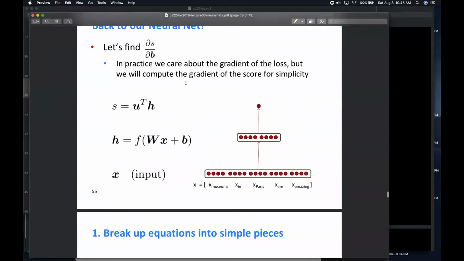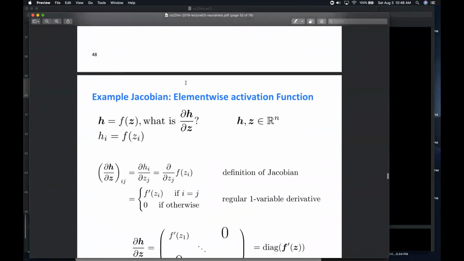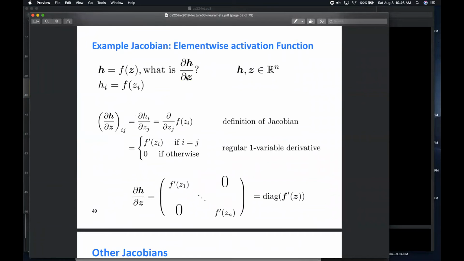Where is that? Okay, here it is. So, right, you want to see what dH by dz is. So h basically is the activation function applied on this z, and in this case z is going to be just a row vector of size n.